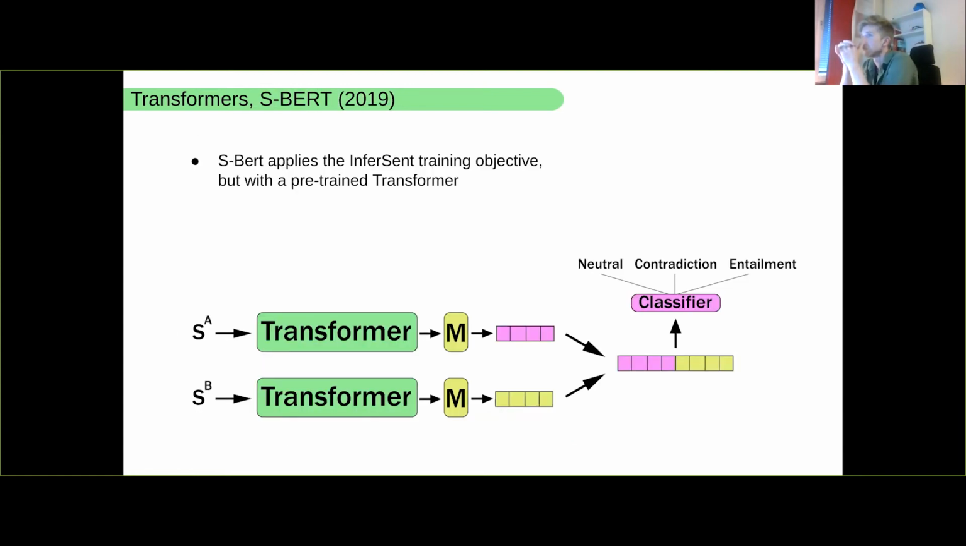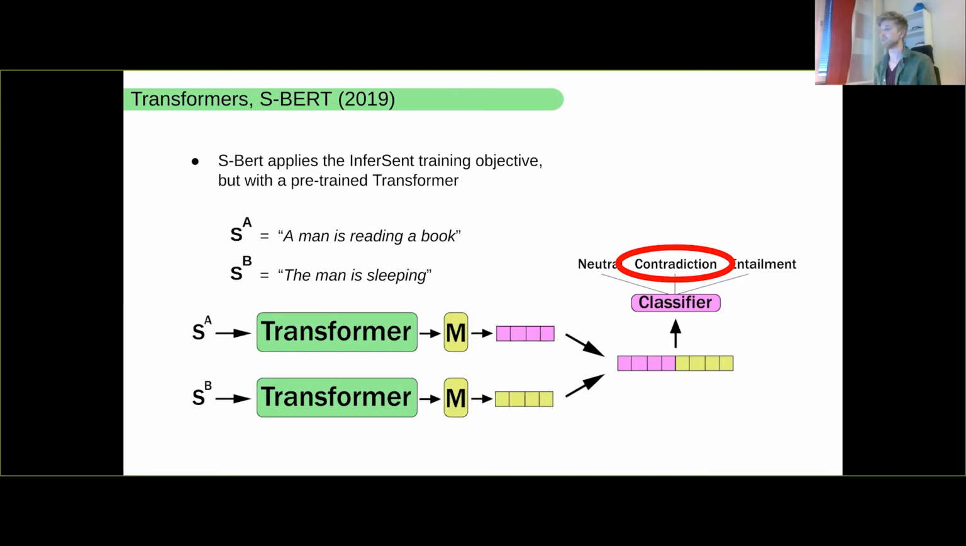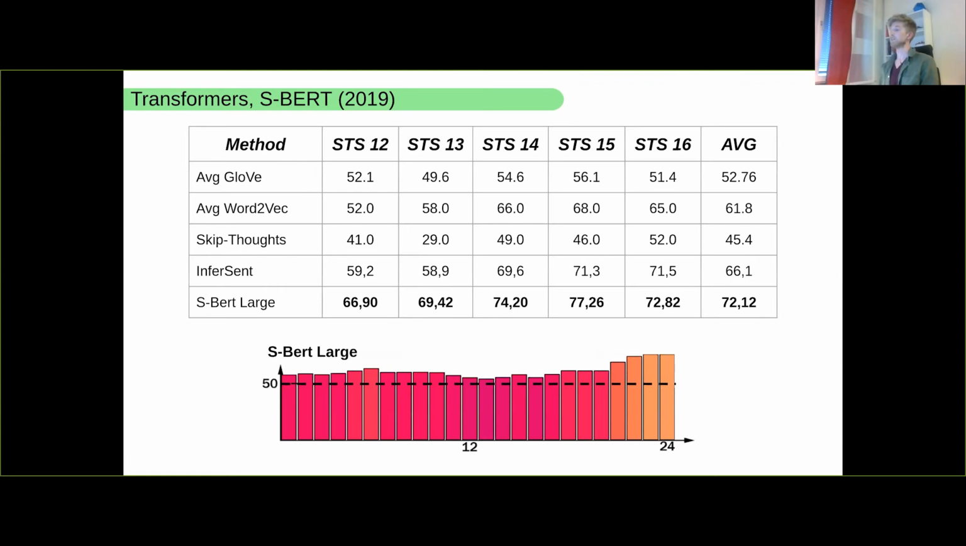Something that was proposed in 2019 was: can't we just fine-tune these transformer models with the inference training objective? So we take the exact same thing, we ask them to predict the relationship between two sentences and say, is it an entailment, contradiction, or neutral? And the only difference here is that we're going to use the transformer as an encoder instead of the LSTM encoder. And surprise, surprise, this works really, really well.